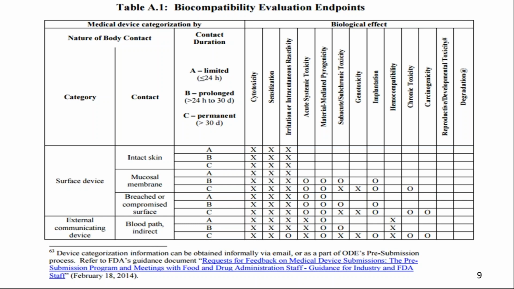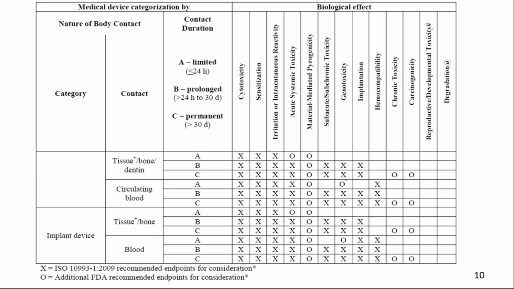So when we look at this table, this is half of the table, the other half is on the following slide. You can see that we start with device category, surface device, external communicating device, and then where in the body those devices contact the patient, and then of course the time duration, limited, prolonged, and permanent. The second half of this table is where we will focus our conversation on today.